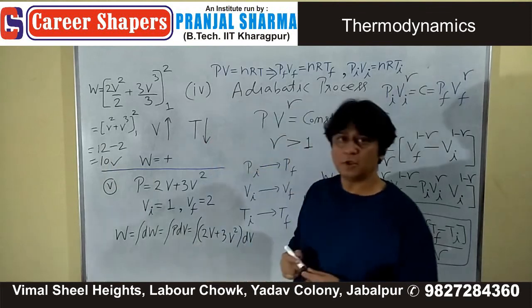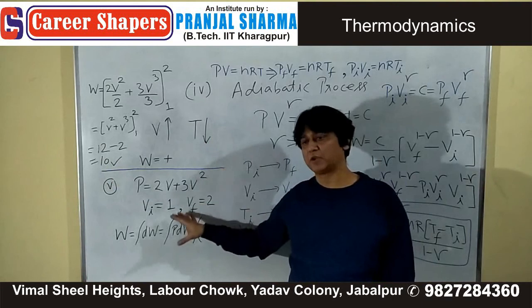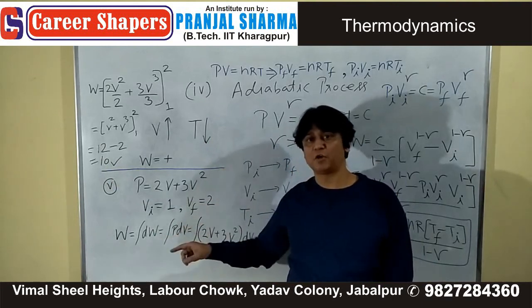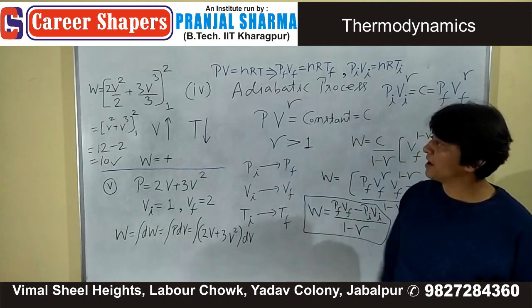10. For any process, if you do not have the direct result, you can always proceed with W as the integration of dW, which is P dV. Wrote down everything.